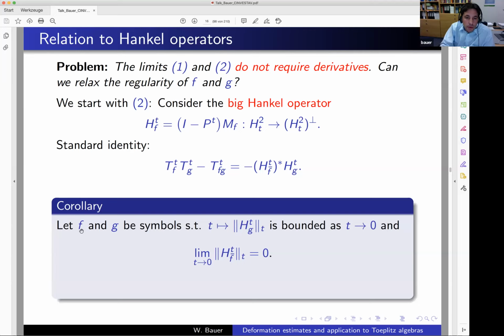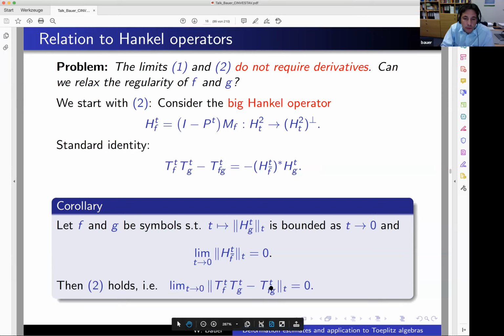So the corollary is, if you now have symbols F and G, and you can somehow say that the operator norms of these Hankel operators remain bounded, let's say with the symbol G, and the operator norm of the other Hankel operator, let's say with the symbol F bar, tends to 0 if t goes to 0, then for such a pair of symbols, the operator norm of the semi-commutator actually goes to 0 if t goes to 0. So these two conditions together with this equality imply that.